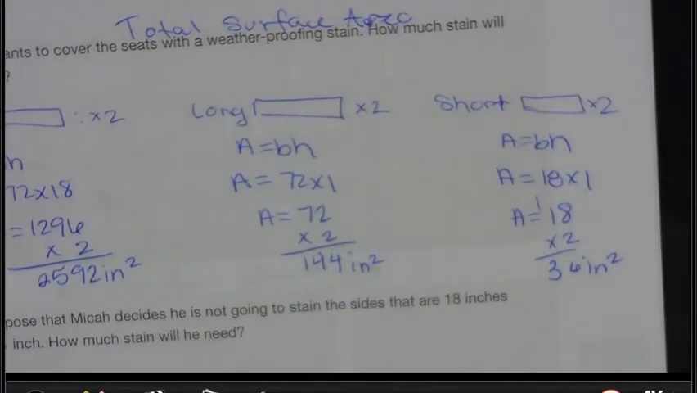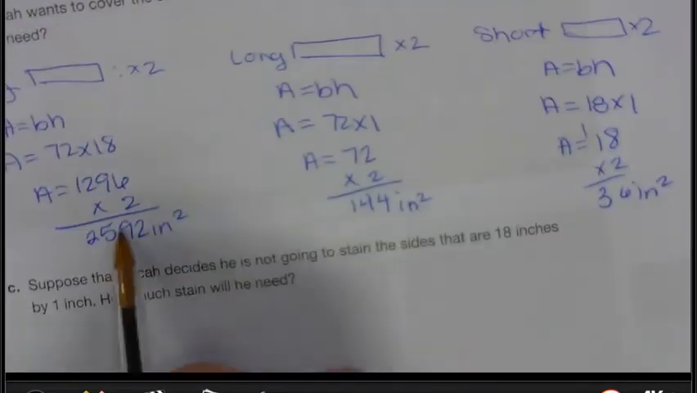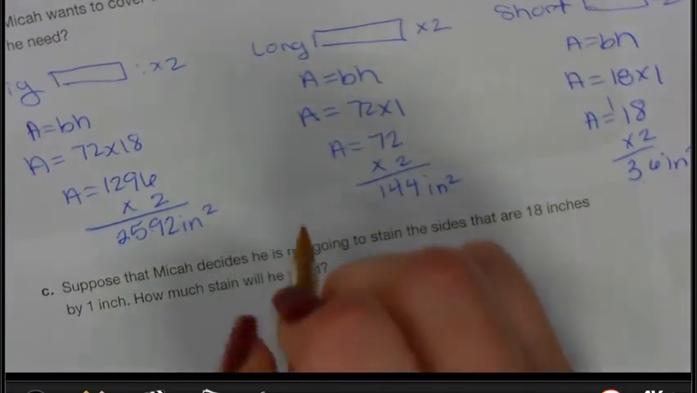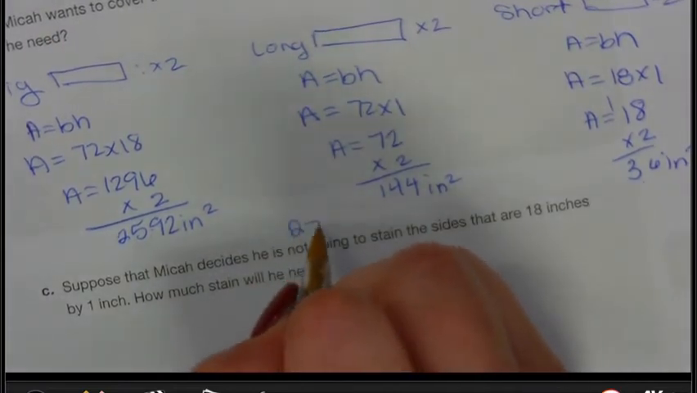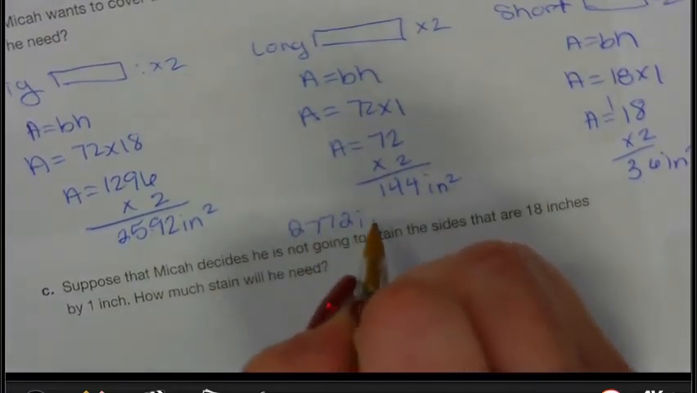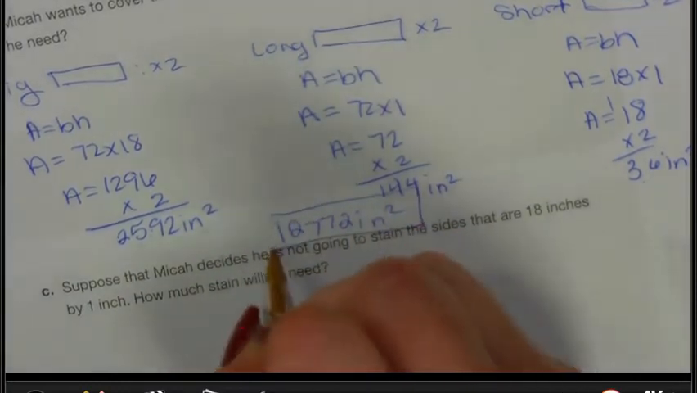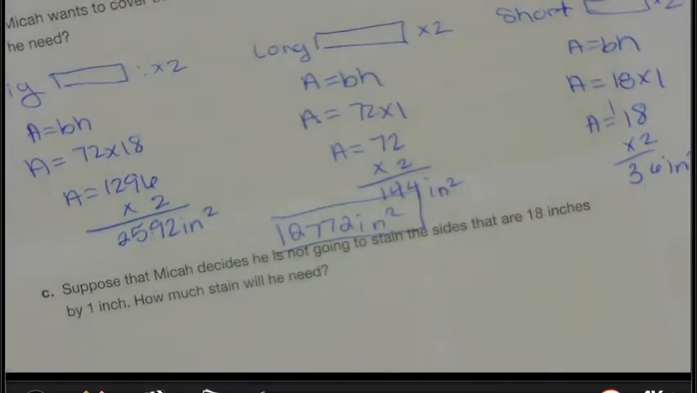Now, this is not the final total. The final total is going to be adding all 3 of these numbers up together. And when you do that, make sure that you do check your math and check me. You should get 2,772 inches squared.